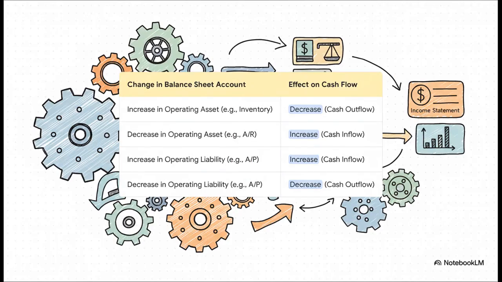So here's the rule of thumb. An increase in an operating asset, like inventory or accounts receivable, which is money customers owe you, is a use of your cash. Your cash goes down. But on the flip side, an increase in an operating liability, like accounts payable, which is money you owe your suppliers, that actually acts as a temporary source of cash because you're holding on to it for a little longer. Getting these adjustments right is absolutely essential to get from that paper profit to real, actual cash.